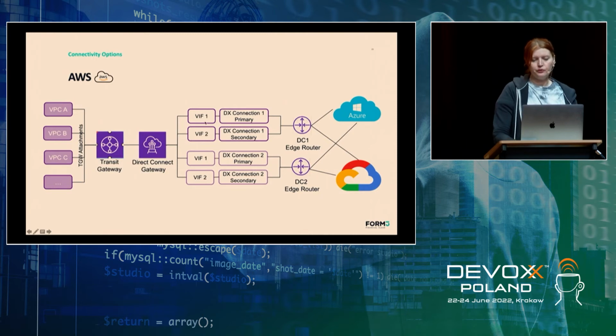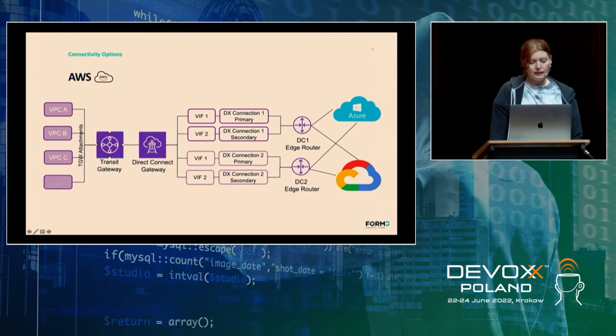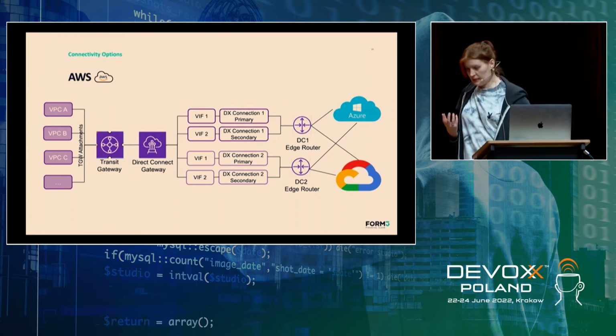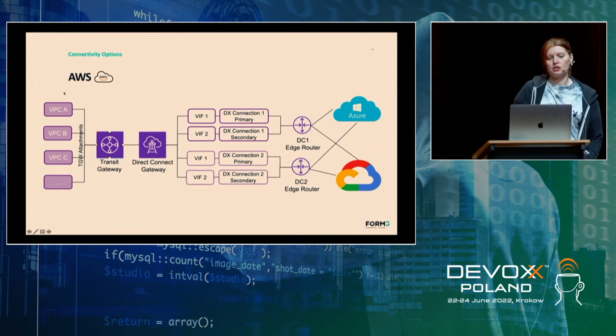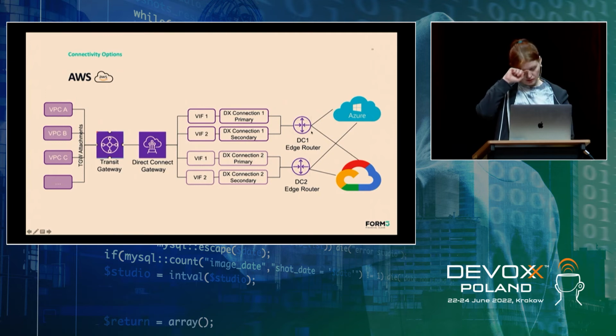So we end up with 4 virtual network interfaces, which are connected to Direct Connect gateway. So those are Direct Connect connections. Then we have a transit gateway in AWS that serves as a routing point. So on one hand, we can attach Direct Connect gateway to our transit gateway, and on the other hand, we can attach many VPCs. Several VPCs can share the same connection.